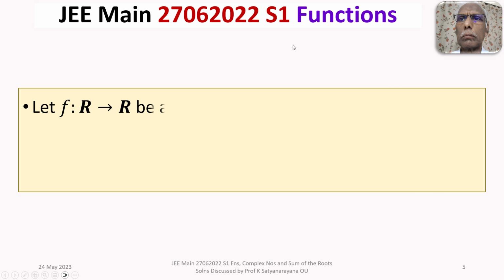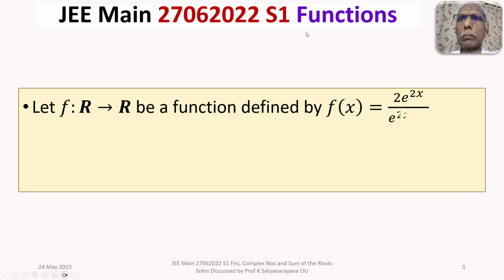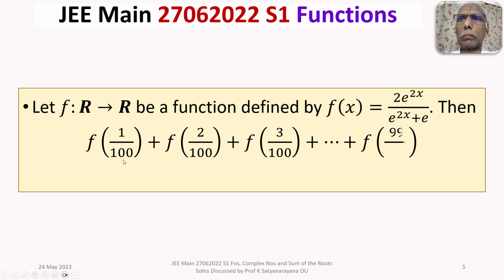The first question is on functions. The given question is, let f be a function from the set of real numbers into itself defined by f of x is equal to 2 times e power 2x by e power 2x plus e. Then f of 1 by 100 plus f of 2 by 100 plus f of 3 by 100 plus etc. plus f of 99 by 100 is equal to.